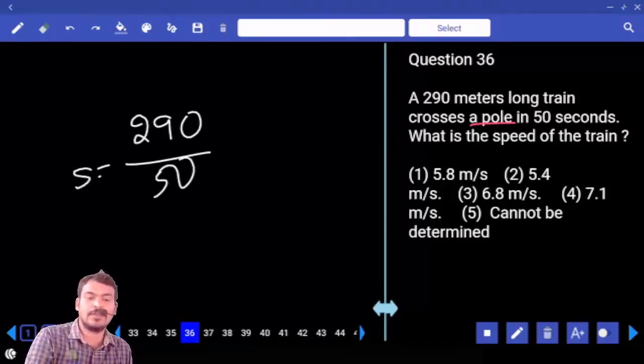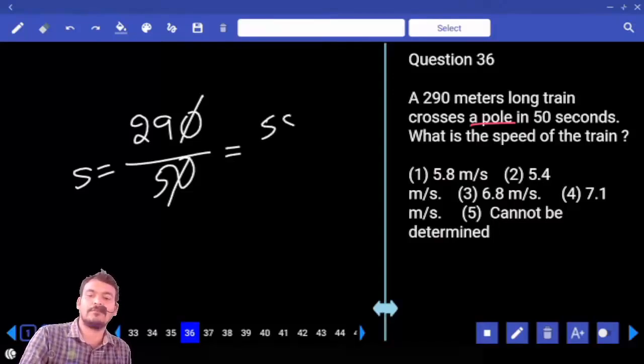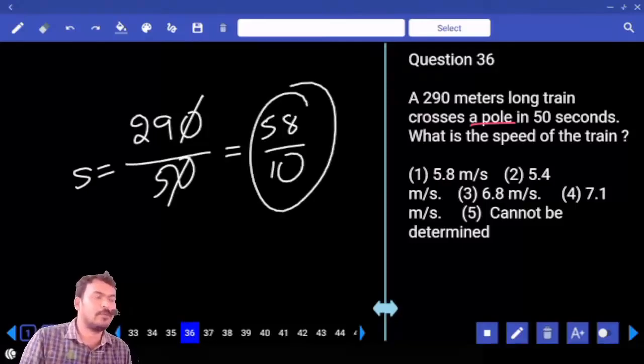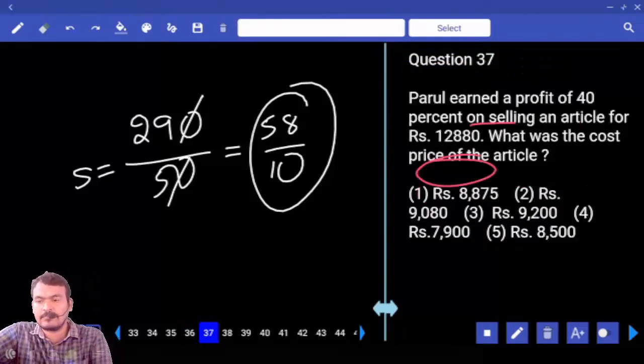Speed value. Speed is nothing but distance by time. The zero is cancelled, so 29 by 5. 29 by 5 means we can write 58 by 10. 58 by 10, answer 5.8 meters per second.